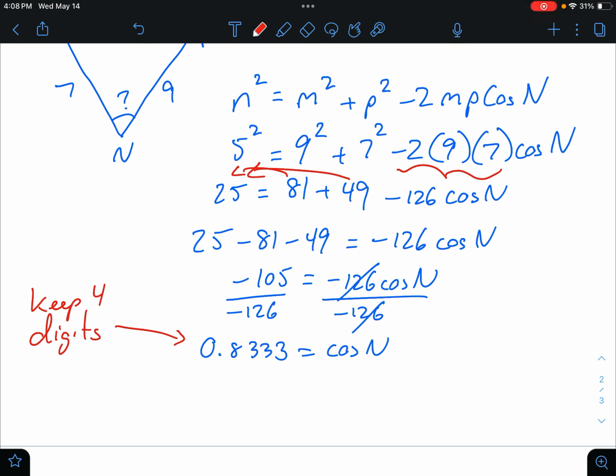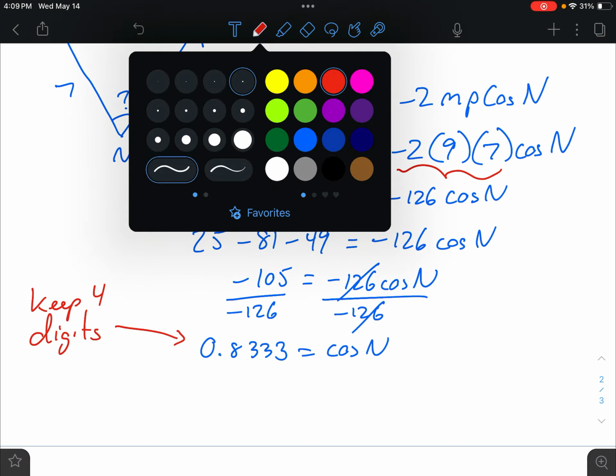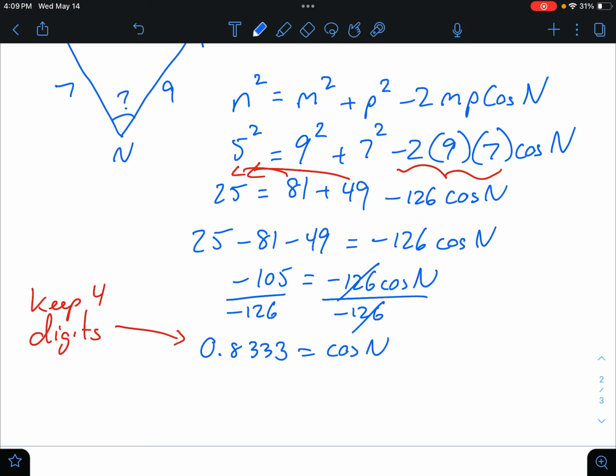If you're to write just 0.8, okay, you're going to round that too much. And when you get your final angle, it's going to be a little bit inaccurate. Okay? Try to keep as many digits as you can at this stage. 4 is a good number. And then what we'll do is we'll round it at the very end once we figure out our angle.